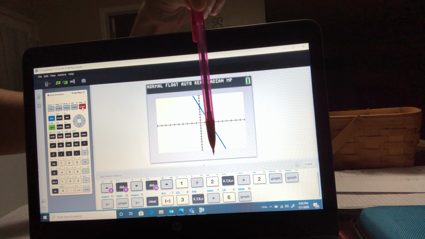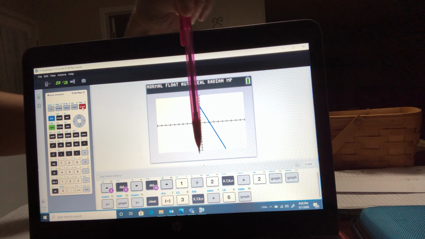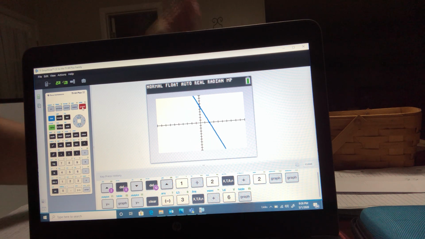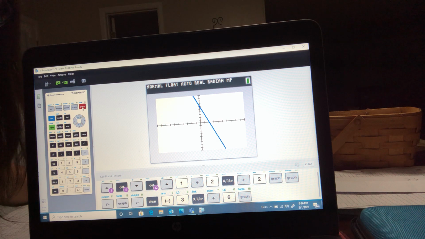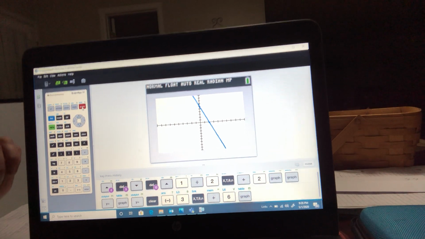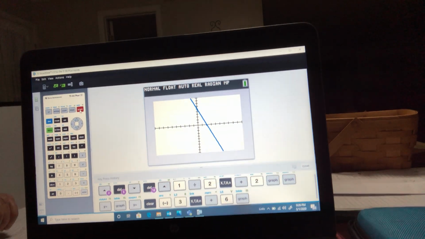How many times would it touch the graph? It only touches once. If I hold it here, if I move it over here, it only touches once. No matter where I hold the pencil, it will only cross through the graph just the one time. So number 2 also is a function. So where it says, is it a function? Yes, it is.